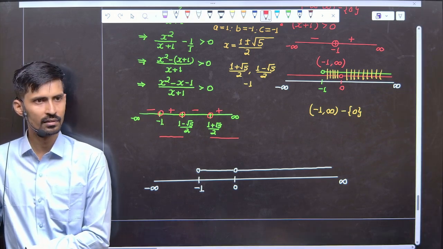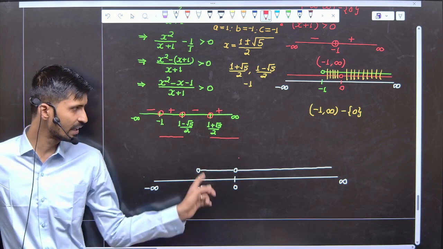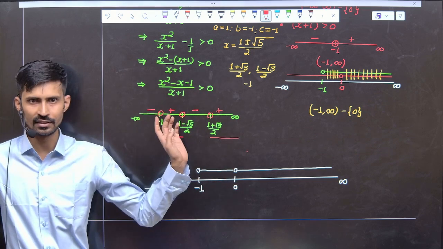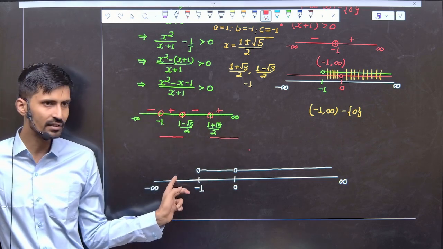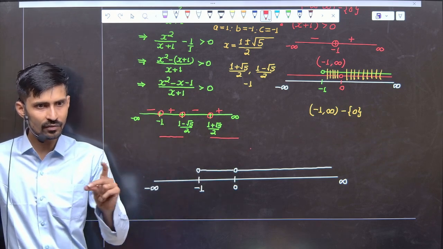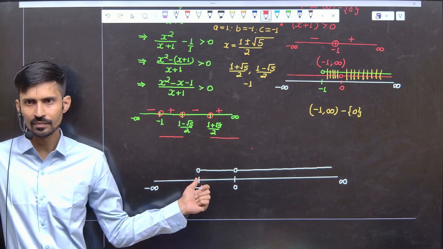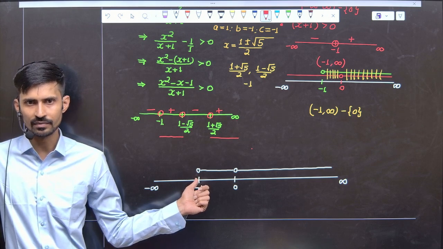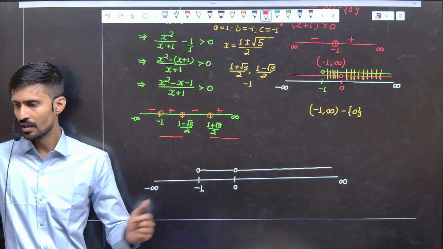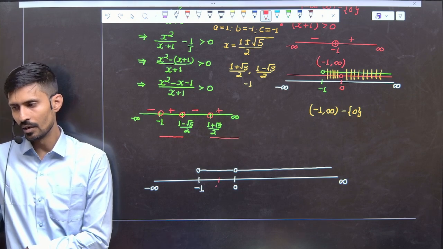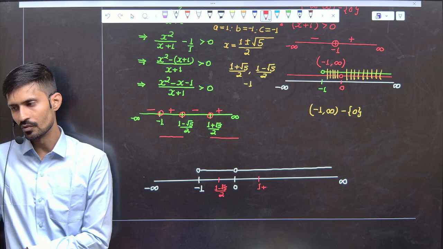So the answer we can take from this region only, because for this region only our system is defined. If x is from this region, log will become negative. Then system will be undefined. Okay. So here, this part minus 1, 1 minus root 5 by 2 will be here. And this is 1 plus root 5 by 2 will be here.